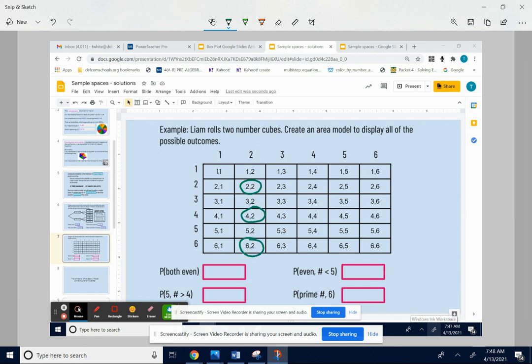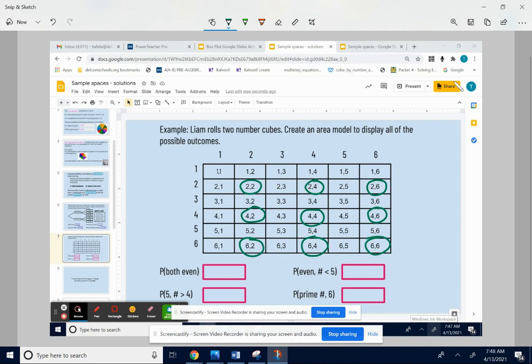And then nothing works in the third column because the second numbers are always 3s. But in the fourth column, we have a 2 and a 4, they're both even. A 4 and a 4, they're both even. 6 and a 4, they're both even. Nothing works in the fifth column, but a 2 and a 6 and a 4 and a 6 and a 6 and a 6 work. So that's the favorable outcomes. Let's see, 3, 4, 5, 6, 7, 8, 9.